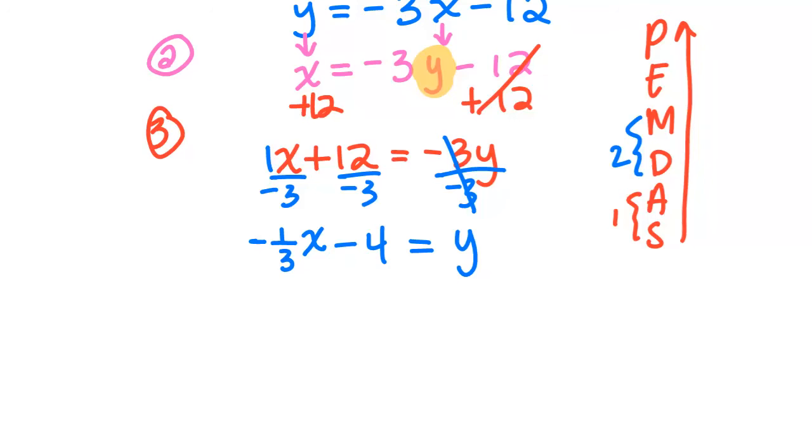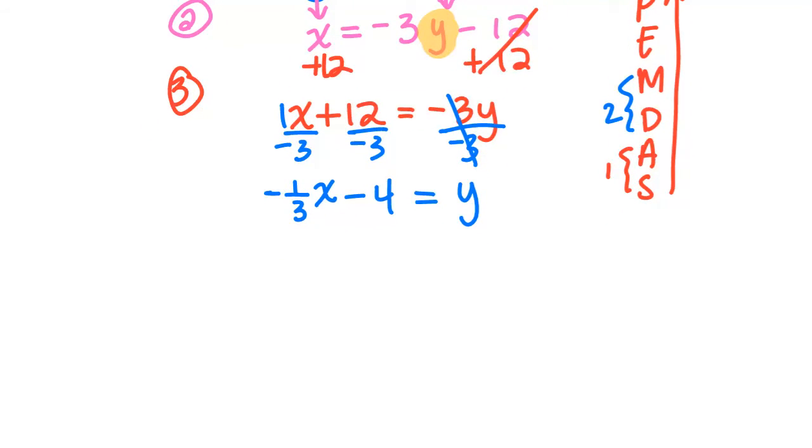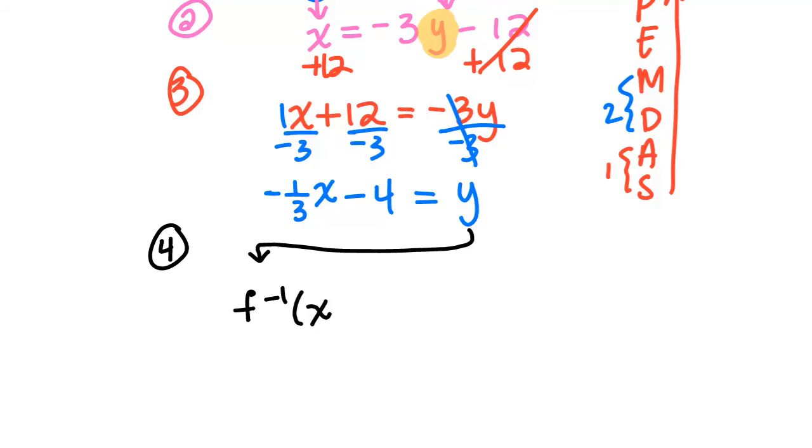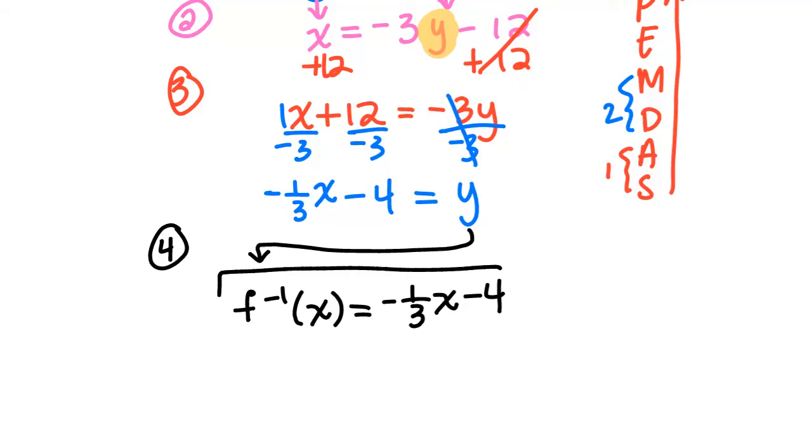The last thing you need to do is switch it to inverse notation. Okay? So step number 4. I'm going to move the y to the front simultaneously. So I'm going to take this y, move it to the front. But I also have to change it to inverse notation. So this was a function f. So this is going to be f inverse of x equals, and then just copy the rest of it. Negative 1/3 x minus 4. And that's our final answer.